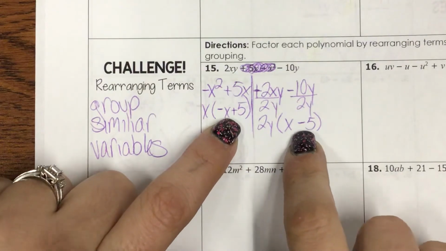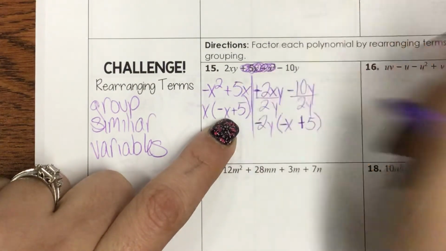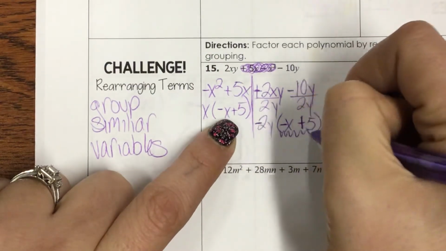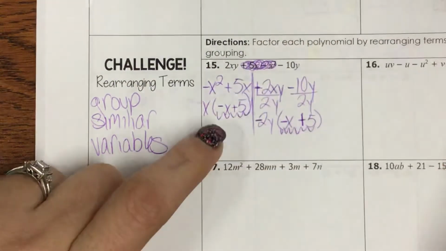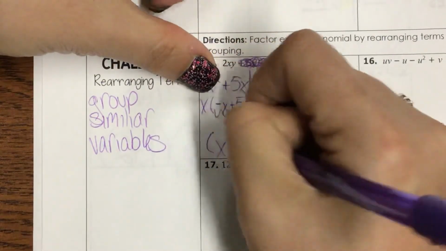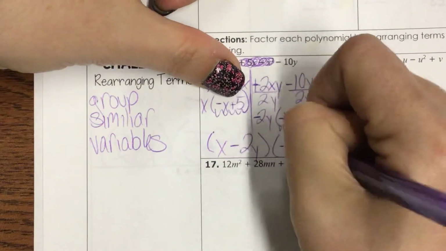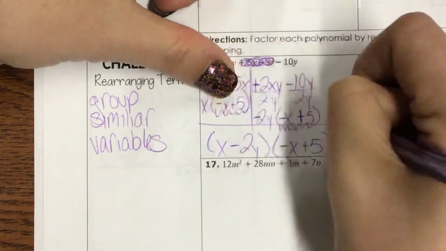My signs are not the same, so I'm going to take everything in that second half and just change its signs, because now my parentheses match up. So one parentheses, one factor, x minus 2y. My other factor, my other parentheses, right there.